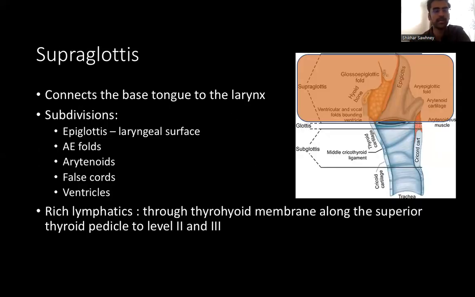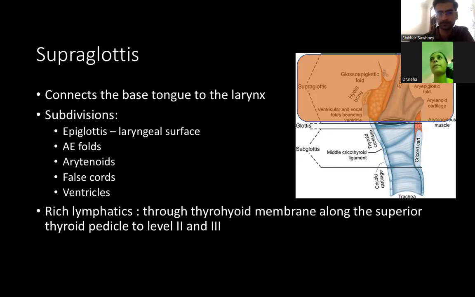Starting with the supraglottis, as the name suggests, it connects the base of tongue to the larynx, and it forms the superior part of the larynx above the vocal cords. Its subdivisions include the laryngeal surface of the epiglottis, the aryepiglottic folds, the arytenoids, false cords, and inferiorly it is bound by the ventricles, which is the space between the true cords and the false cords. Now, this part of the larynx is richly innervated by the lymphatics, and the tumors in this area through the thyrohyoid membrane track along the superior thyroid pedicle and gain access to the level 2 and level 3 cervical lymph nodes.